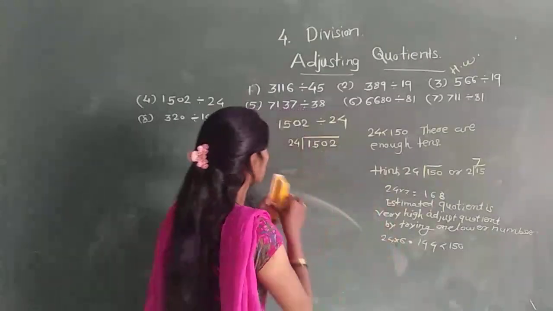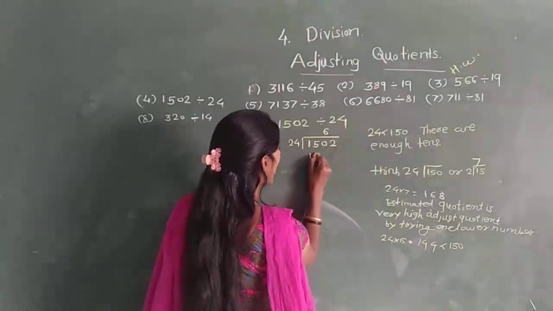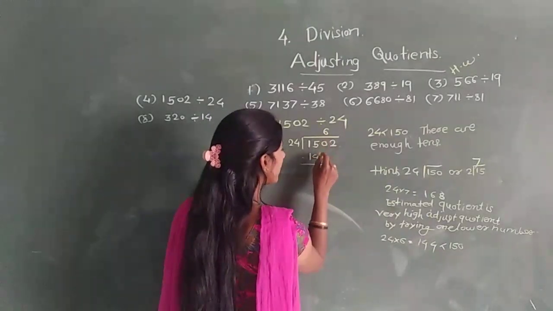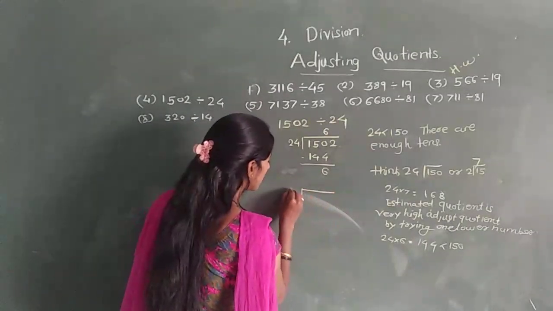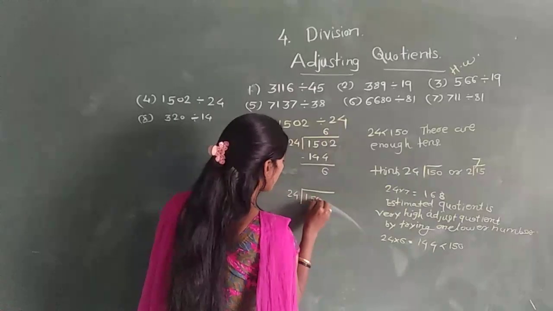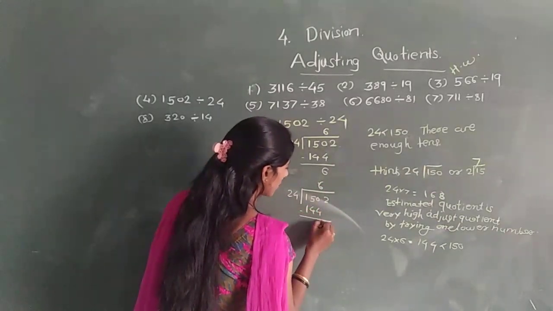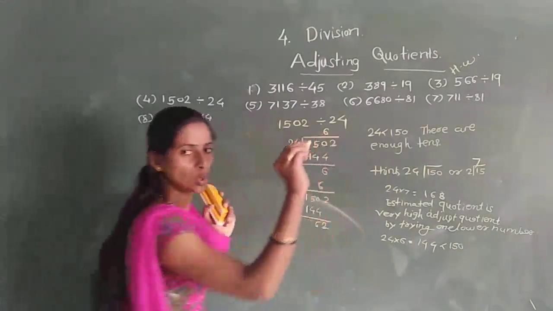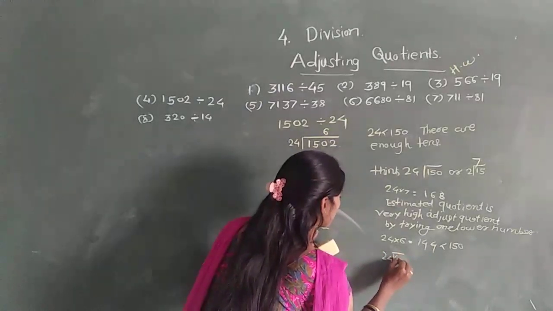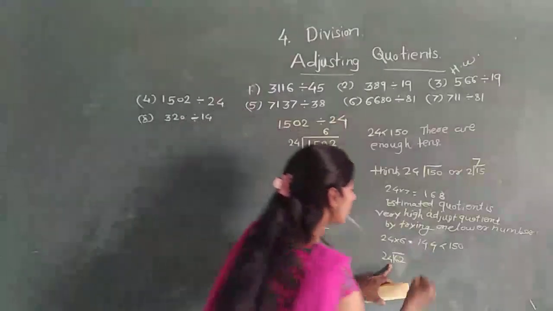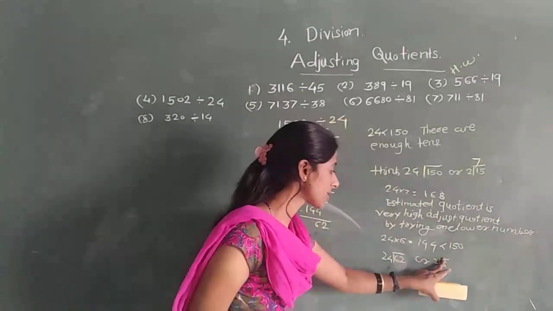Got it? Okay, so 24 times 6 is 144. Subtract: 150 minus 144, that is 6. Okay, so the next step is bring down. Bring down the 2, so it is 62. Now think: 2 and 6. So 2 threes are 6. So the estimated quotient is 3.